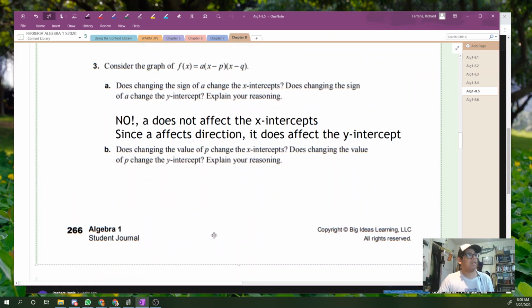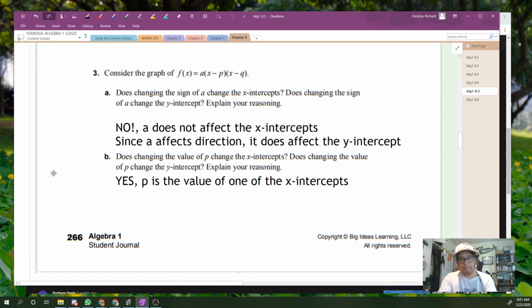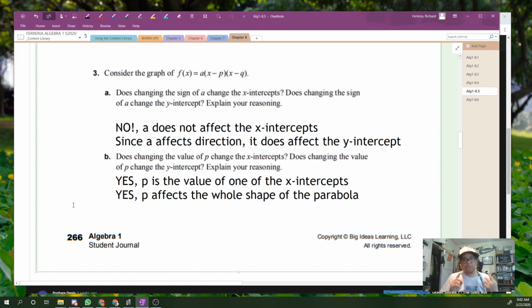Does changing the value of p change the x-intercept? Yes. P is actually the value of one of the x-intercepts, so if you change p, obviously you're going to change at least one of the x-intercepts. Does changing the value of p change the y-intercept? P affects the whole shape of the parabola, so if you're changing the whole shape of the parabola based upon p, then of course there will be consequences for the y-intercept.